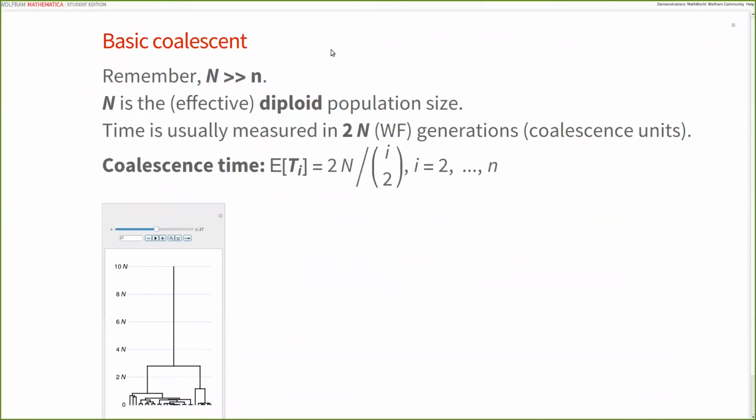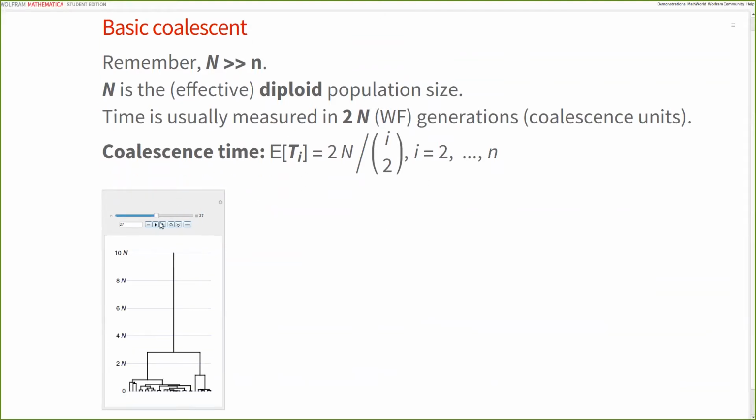All right. So to finalize this introduction, of course, for the basic coalescent, we require a population that is much bigger than the sample size, small n. Here, N describes the effective diploid population size and not the haploid population size. As usual, time is measured in 2N generations, so-called coalescence units. And we see tree structures are of different shape when we're varying our sample size n, as can be shown in this depiction.